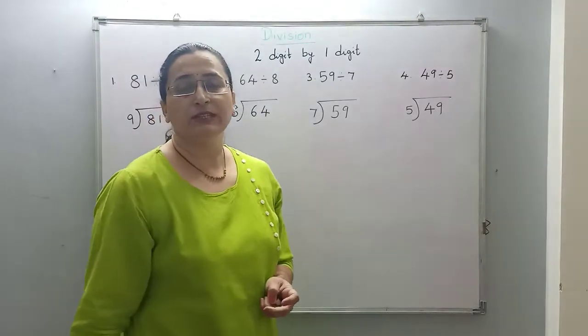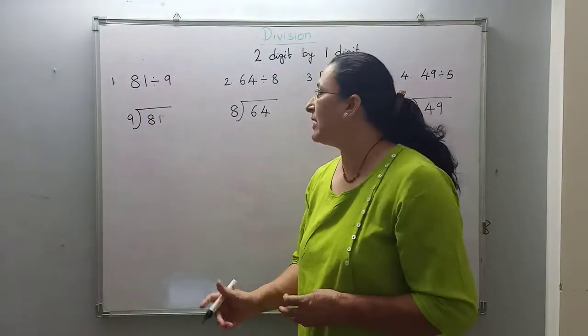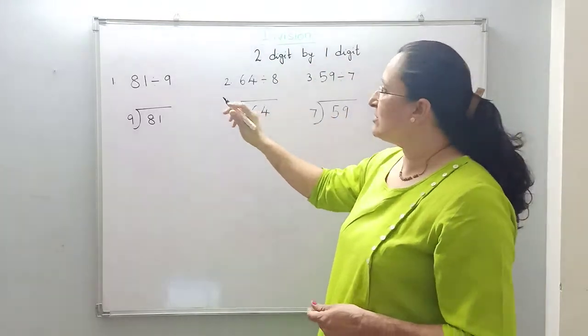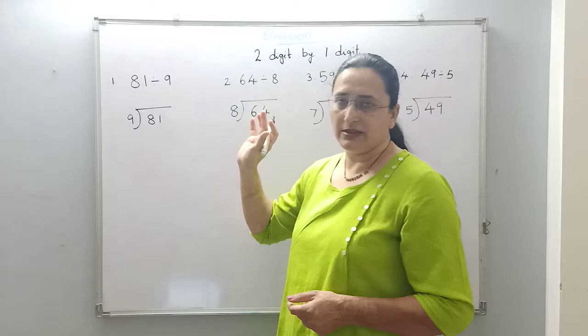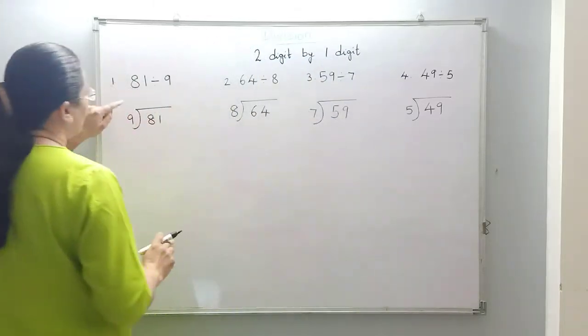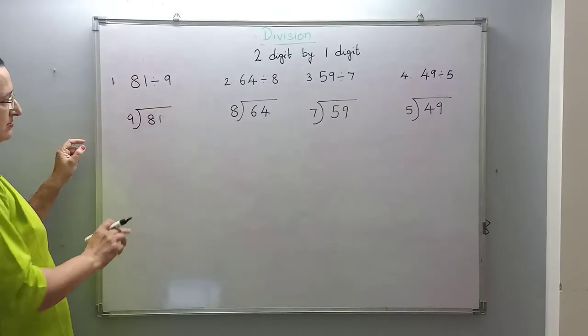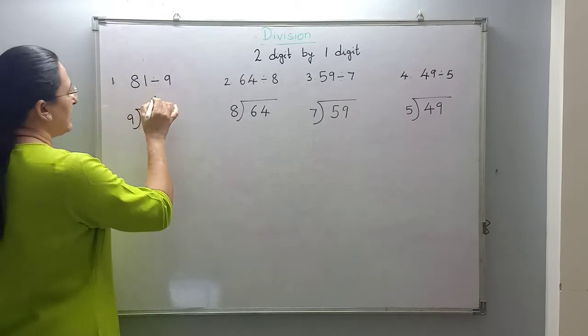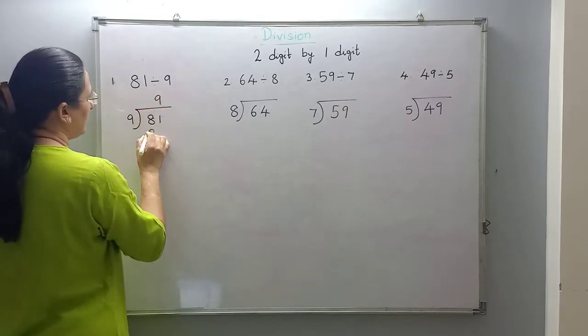Okay, so let us move on further with our division topic, and we are going to see 2-digit division by 1-digit division. Now some of these you've learnt in 2nd standard. Let us revise them. 81 divided by 9. Now you know 81 comes in the table of 9. So it's 9 9s are 81.